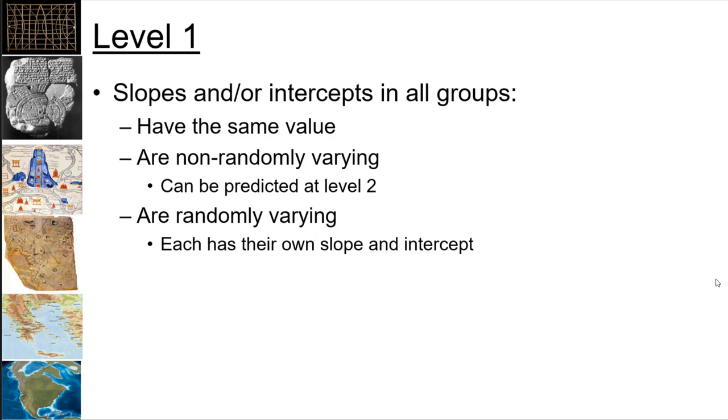So at level 1, slopes and intercepts in each group have the same value or non-randomly varying. The slopes and intercepts at level 1 can either have the same value, or they can be randomly varying. In other words, they can vary based on a predictor, or they can vary based on an equation.